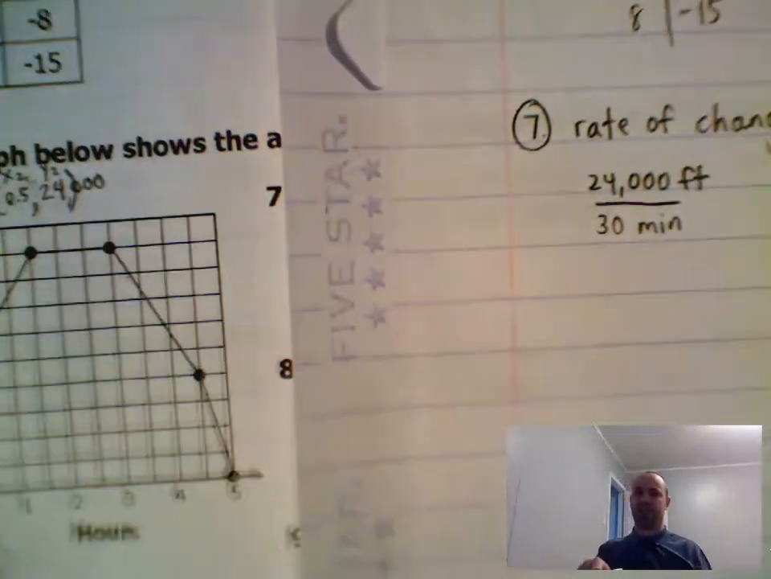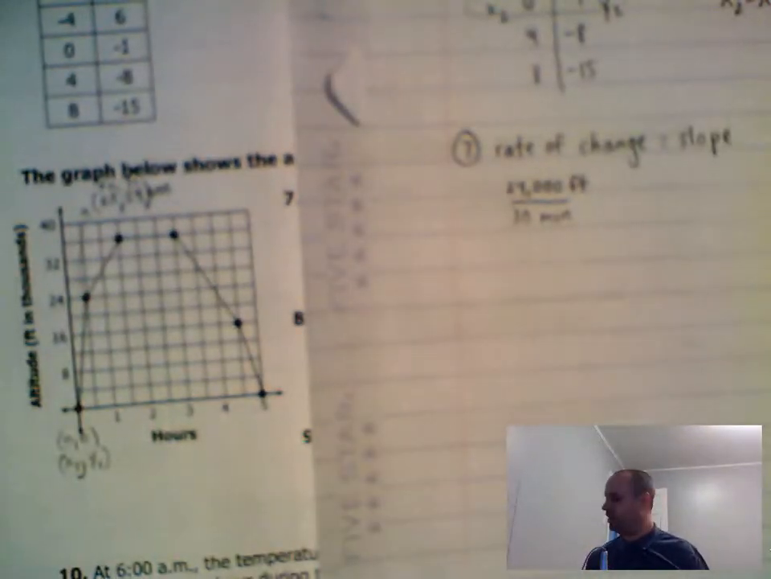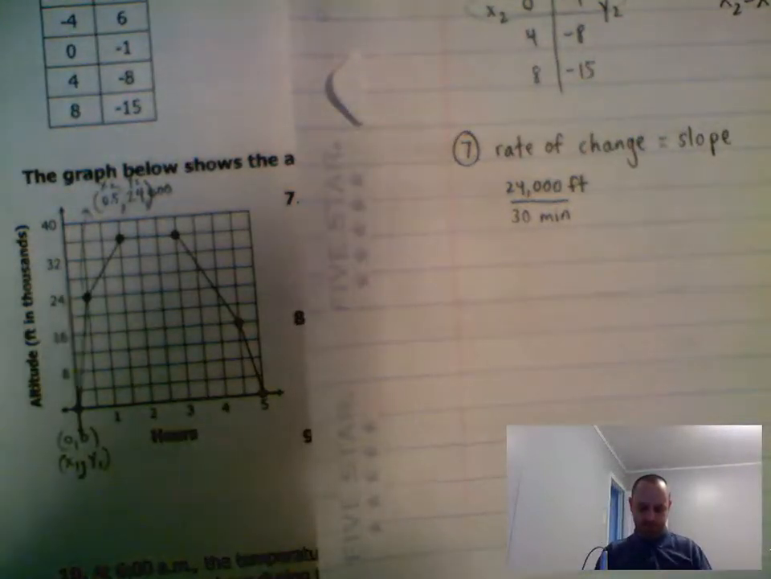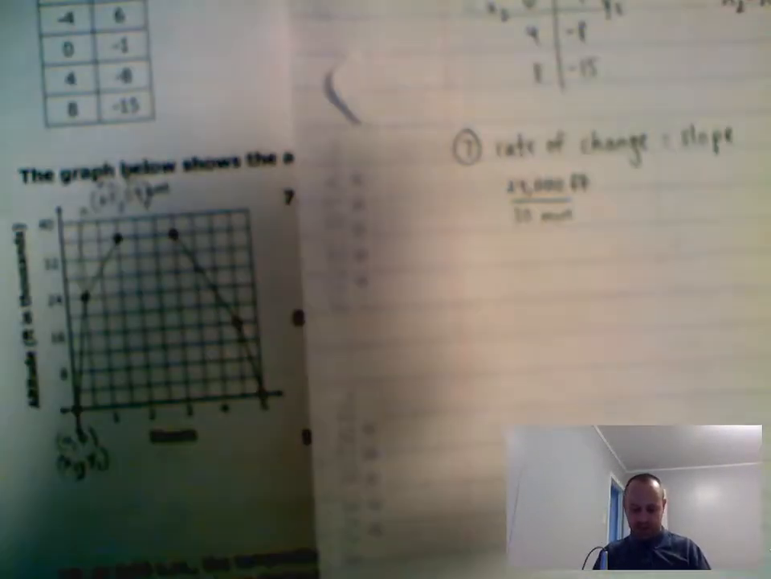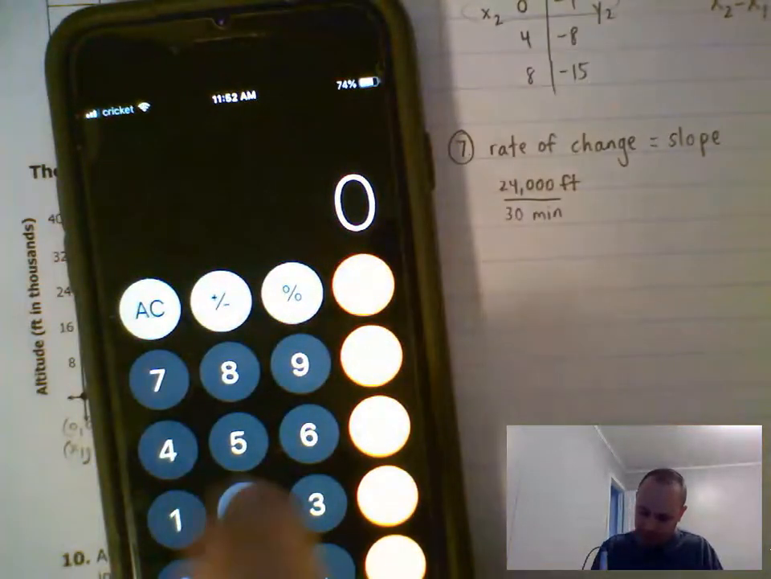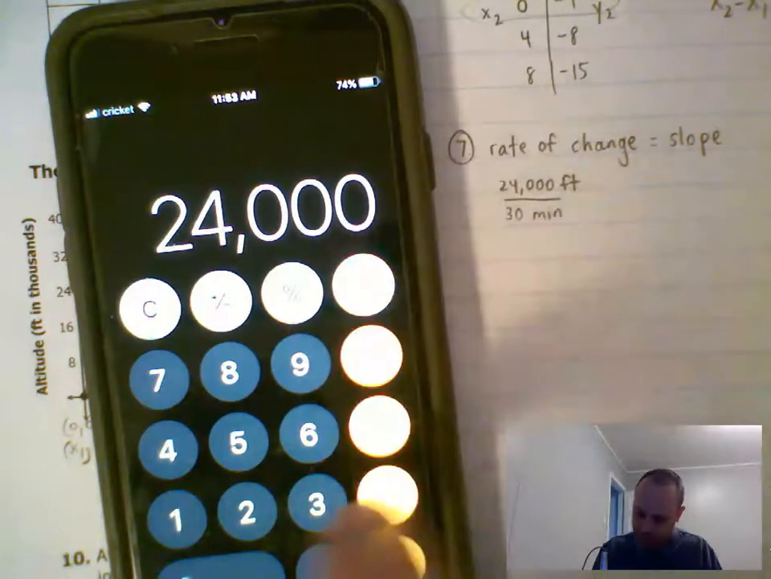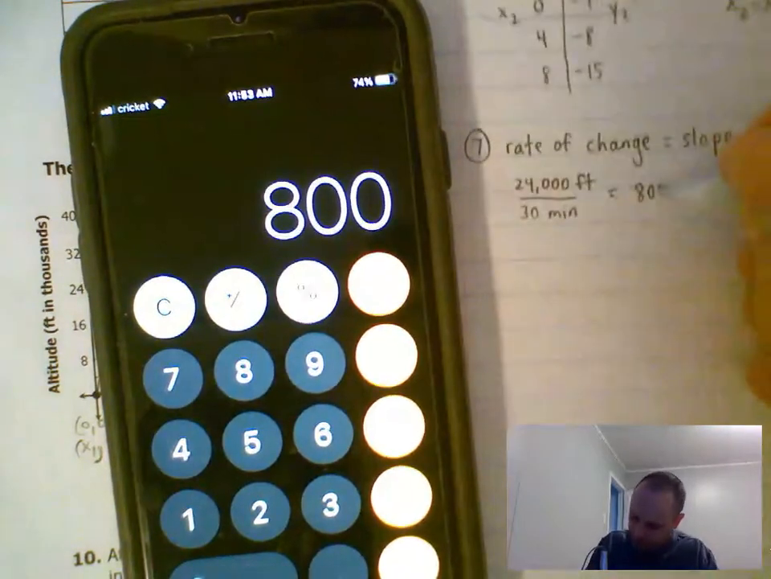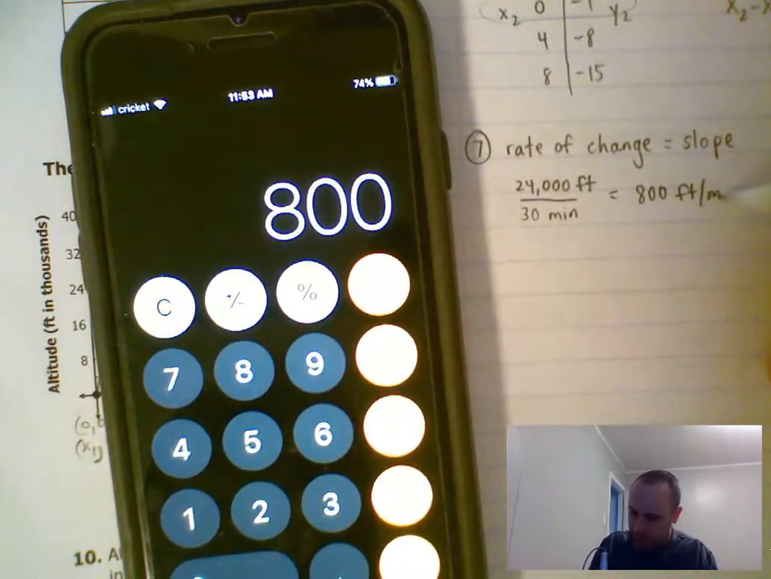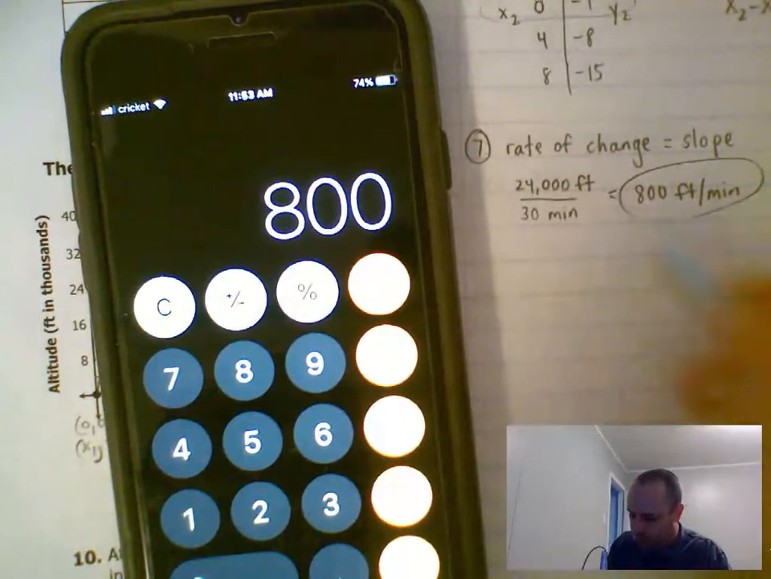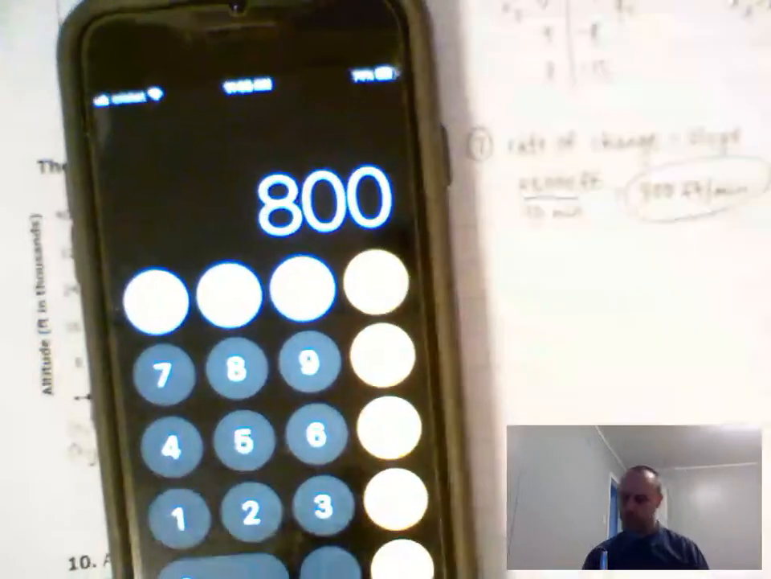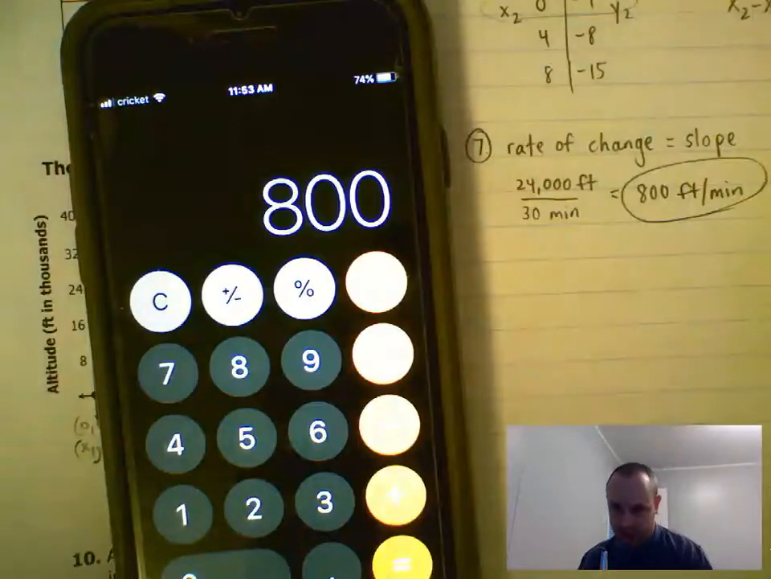And then obviously, since this is an open book, you can use your calculator here. So I'm just going to grab my phone here, which has a calculator on it. I'm going to take 24,000, divide that by 30, and that would be 800 feet per minute. Okay, so every minute, the rate of change there is 800 feet.